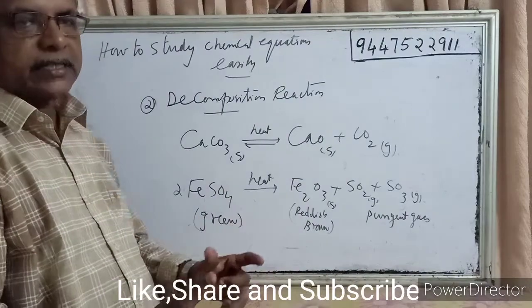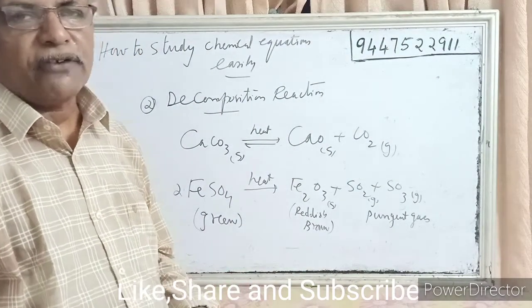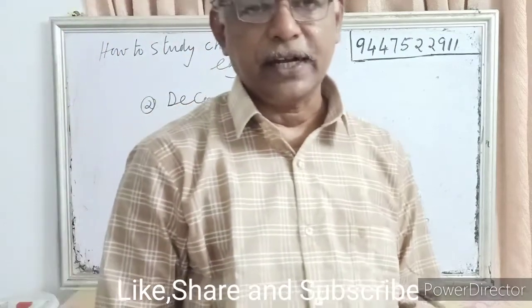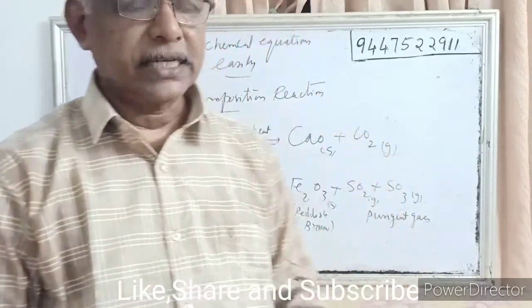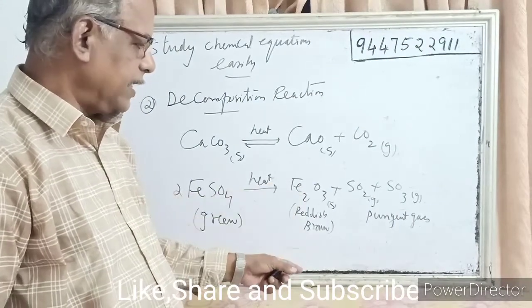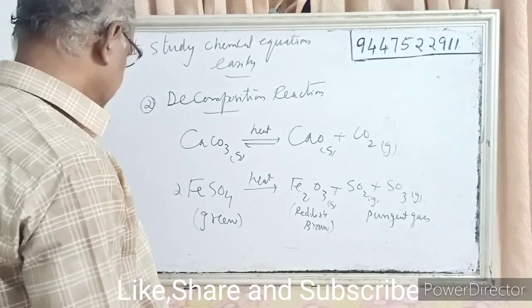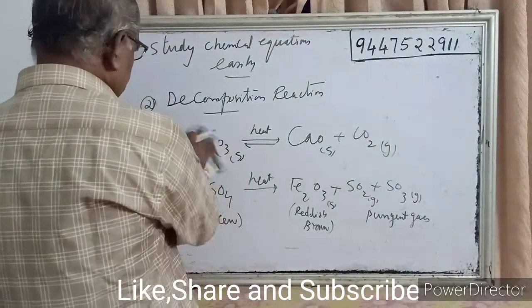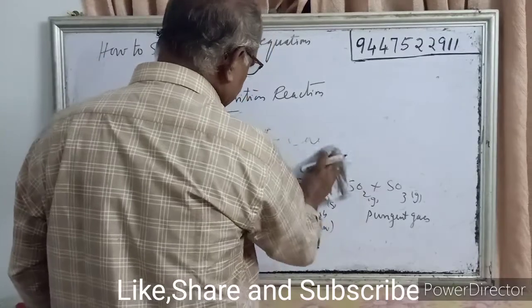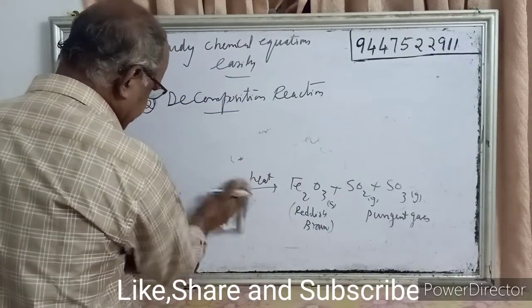So a green colored substance on heating gives a reddish brown residue with the liberation of pungent gases. Identify it. The green colored substance is ferrous sulfate and the reddish brown substance is ferric oxide. Pungent gases are sulfur dioxide and sulfur trioxide. So in a decomposition reaction, a single reactant breaks down into simpler products.